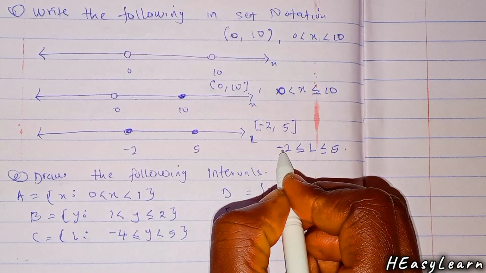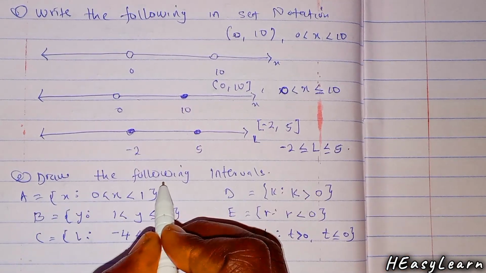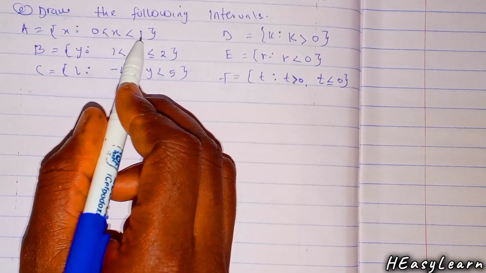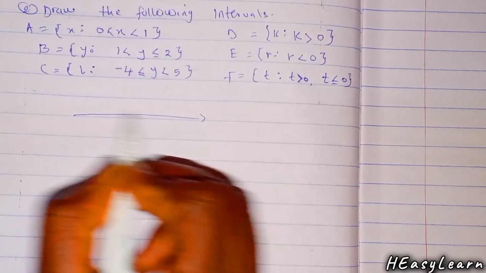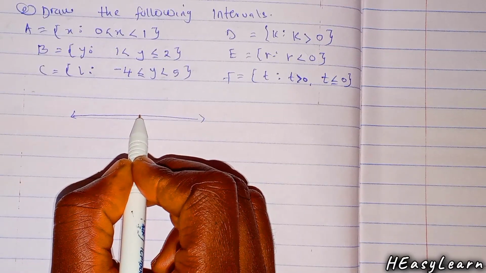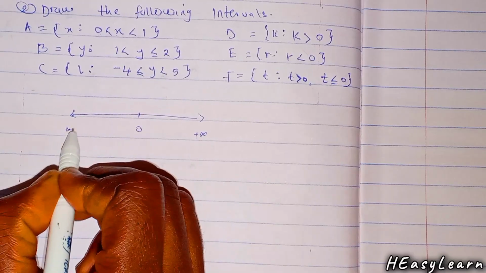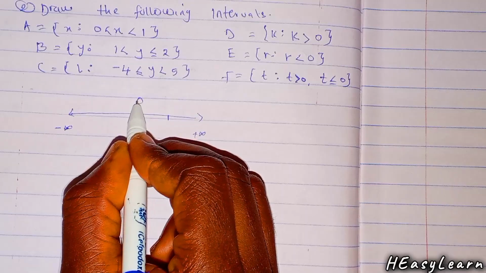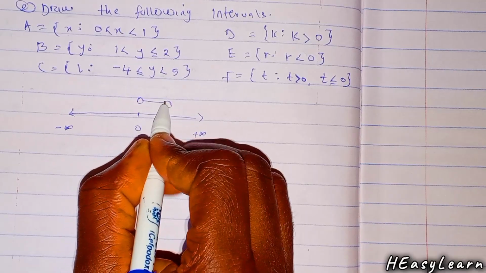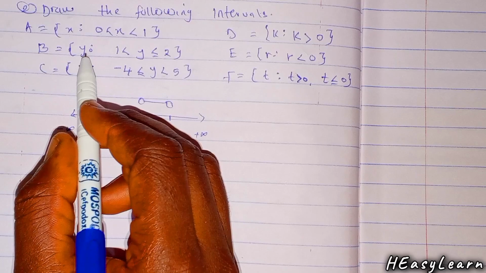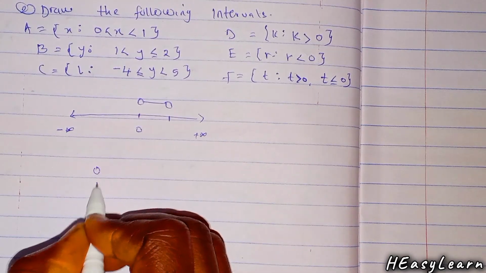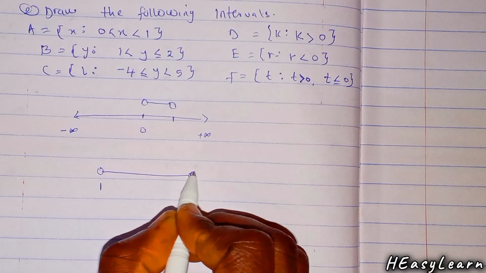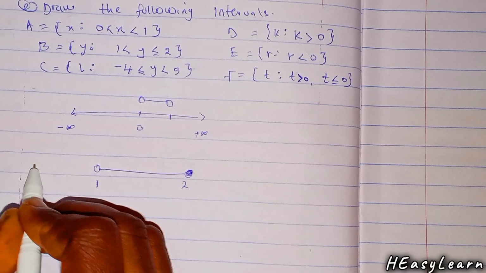So this is how these intervals look like. Draw the following intervals. 0 is less than x is less than 1. So to draw A, assuming here is 0, here is positive infinity, and here is minus infinity, and we have 1 here. So this is how the set A looks like, from 0 to 1 excluded. Then this is how to draw B. B is from 1 to 2 included. So this is how B looks like.